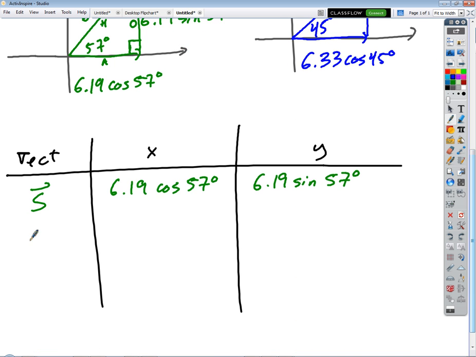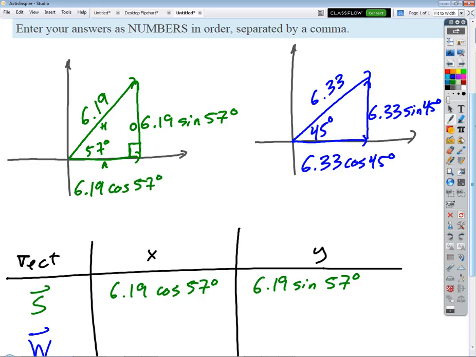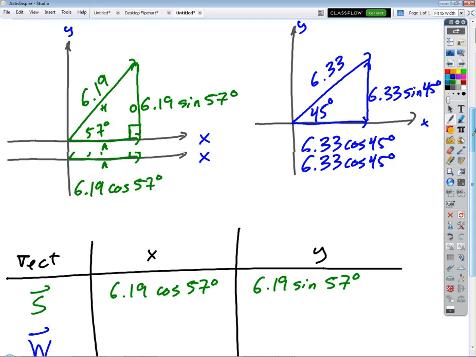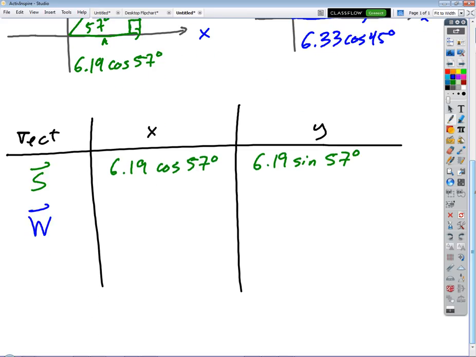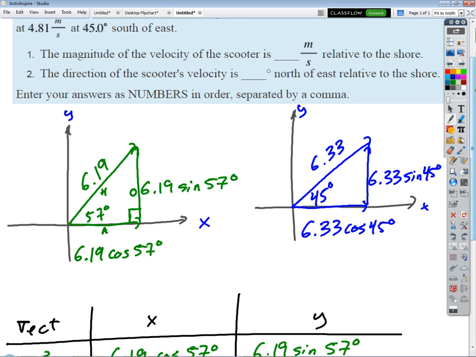So the water has coordinates, and these are all positive, aren't they? They're all moving in the positive x direction and y direction. Same thing as east and north, right? We take those to be the positive directions. I'm going to give you some directions like southwest, but then we'll have to interpret some of the components as being negative, okay? So this one, 6.33 cosine 45, 6.33 sine 45.